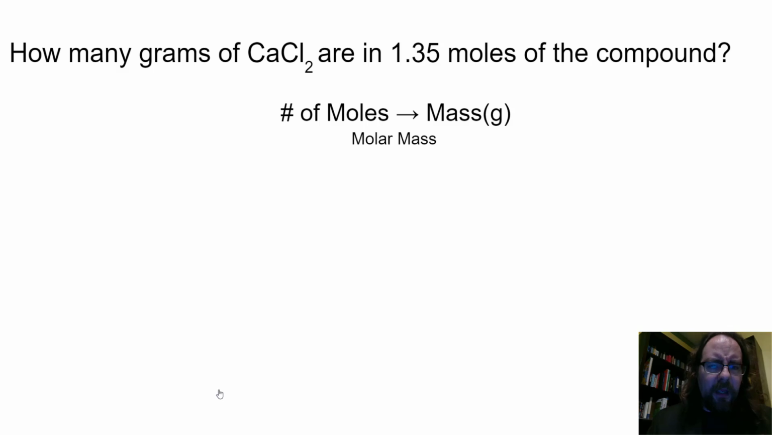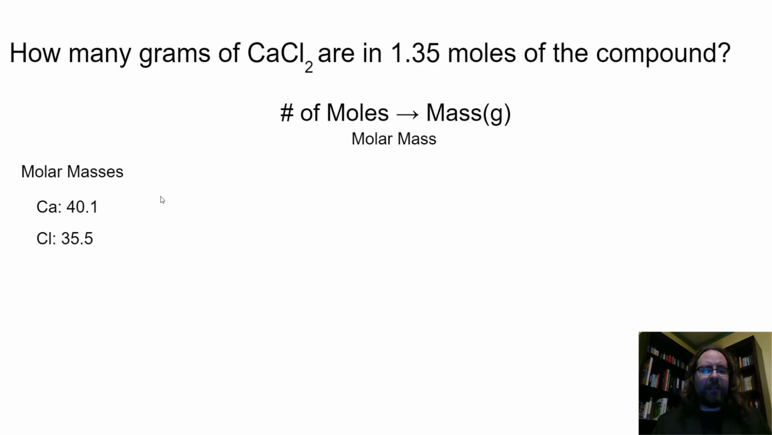So in this case, we're going to keep track of the molar masses of our compound. So we just saw that calcium is 40.078. I'm going to make it 40.1 because I have three significant figures in my problem up here. So I'm going to round this to three significant figures for the molar mass. So calcium's molar mass is 40.1 and chlorine's molar mass is 35.5.